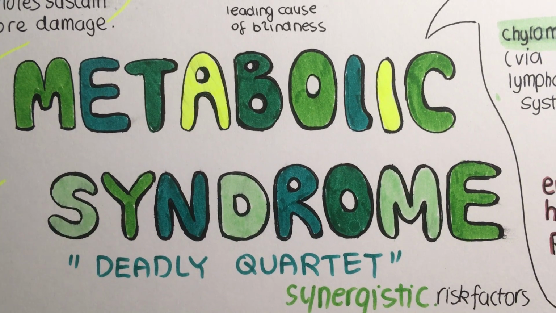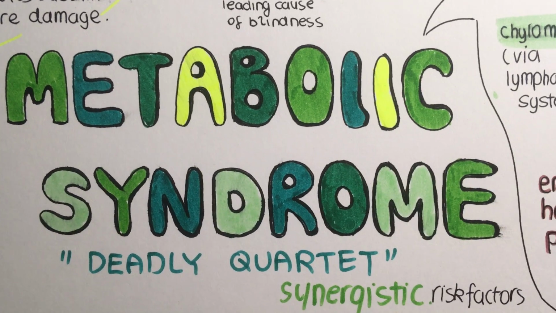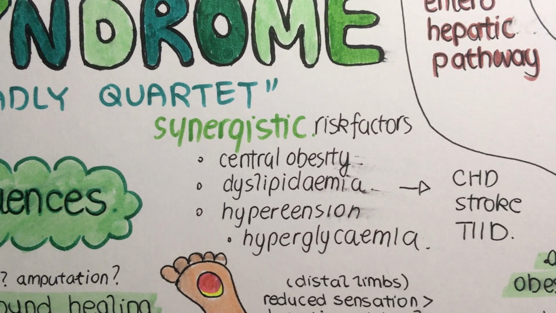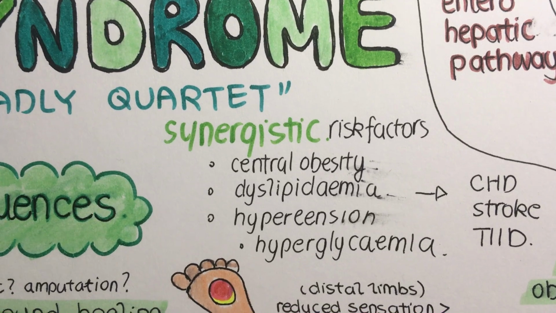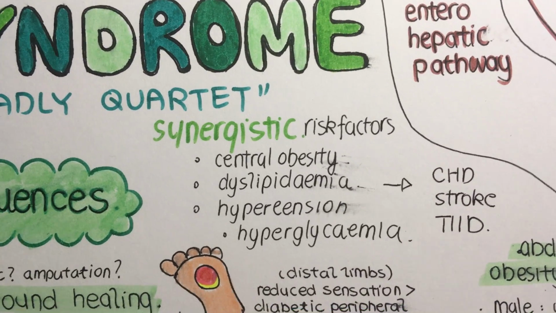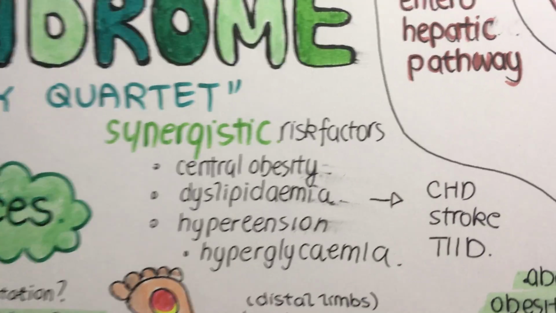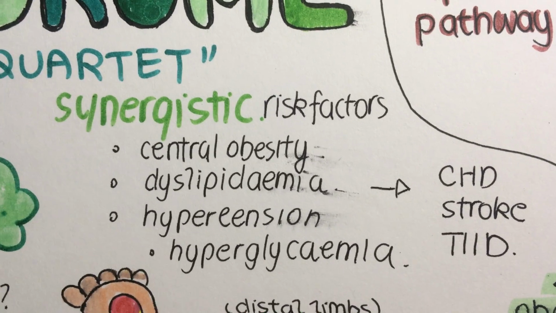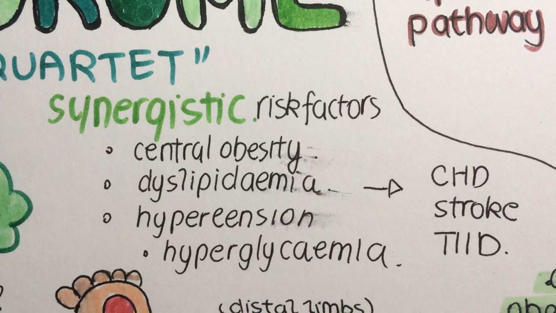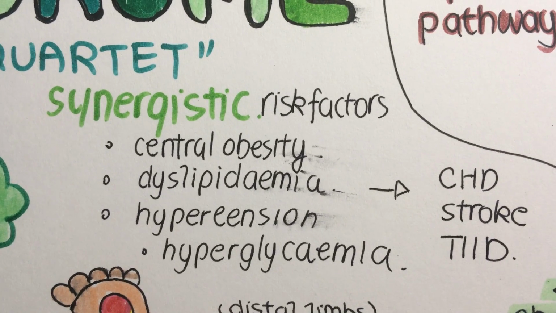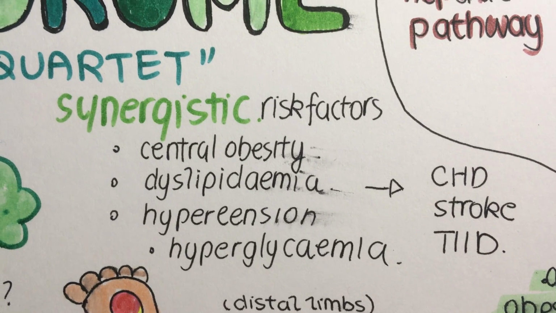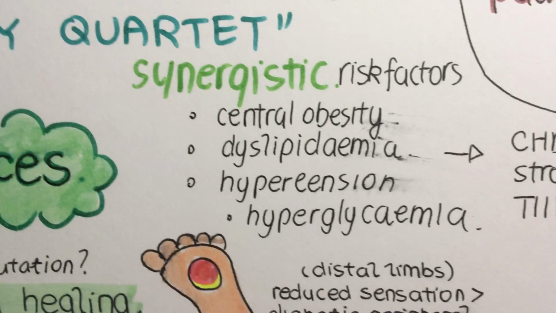Metabolic syndrome is also known as the deadly quartet. It is defined as a set of risk factors which act synergistically to increase your risk for cardiovascular disease, stroke, and type 2 diabetes. These risk factors include central obesity, dyslipidemia, hypertension, and hyperglycemia. How is metabolic syndrome diagnosed?